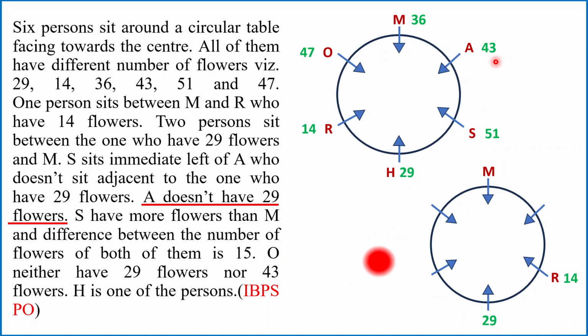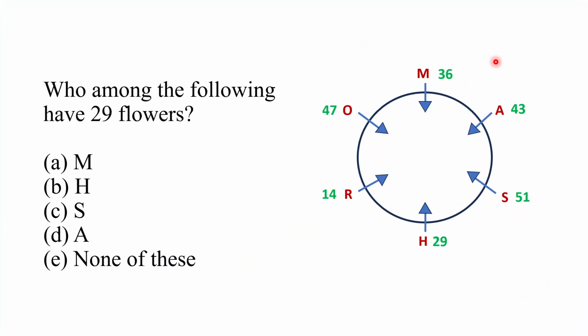Now let's see the questions. Who among the following has 29 flowers? From this seating arrangement, you can see that H is having 29 flowers. So the answer should be option number B. Let's check our answer. We got the correct answer. Now let's move on to the next question.